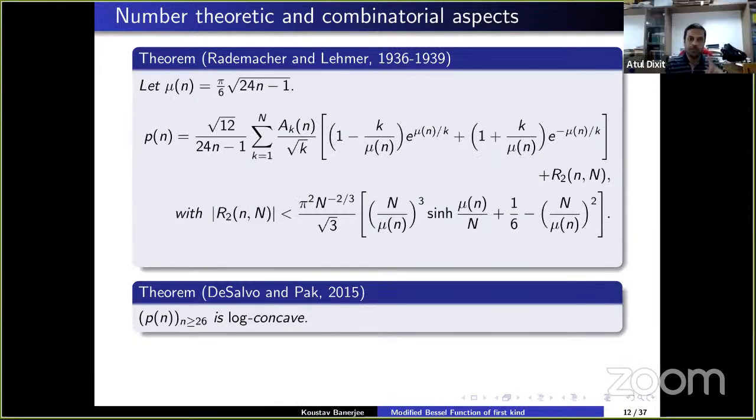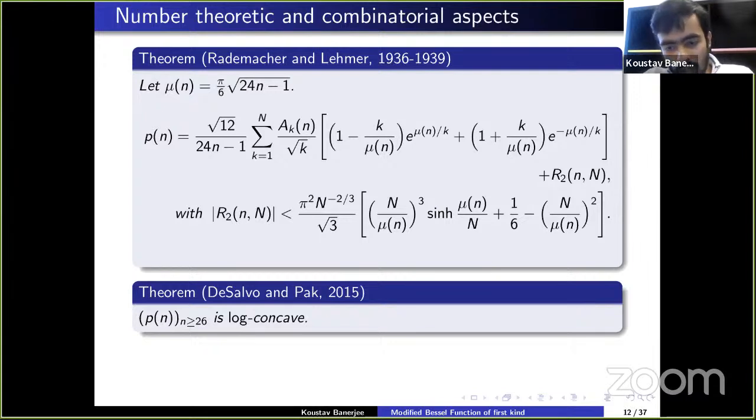So in this, yes? Just a question. Is there any theoretical reasoning for greater than or equal to 26, or is it that it just comes up like that? It just came from the experiments that they took, that p squared of n minus p of n minus 1 times p of n plus 1 is greater than 0. But it's still unknown. I thank you for your question.